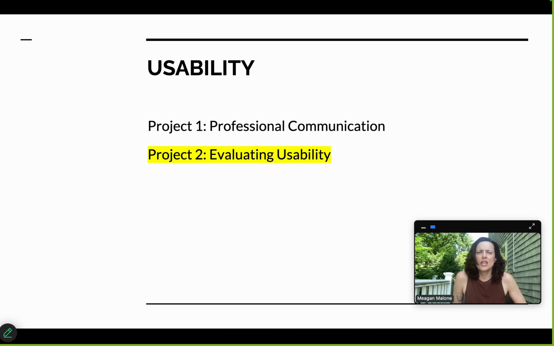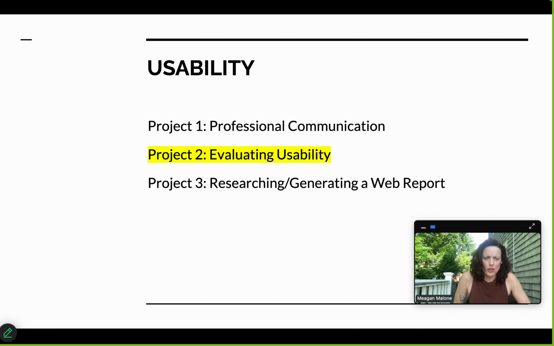Well, the issue is that for Project 3, you are going to be researching for a project where you're going to generate a report, but that report is going to be housed online in a web page. And so we're going to be talking a lot about web design, and so much of writing takes place online. And so there's a lot of talk about how to make your writing matter and stand out and be legible and usable for the computer audience.